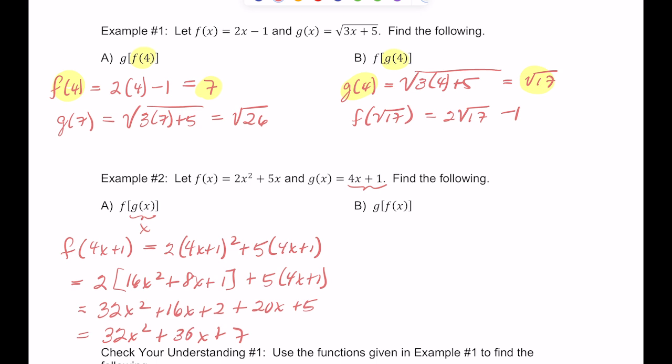In letter B now, I'm substituting f of x into g. So I'm basically finding g of 2x squared plus 5x. I'm going to substitute the 2x squared plus 5x in for x, and then you have plus 1, and then distribute.